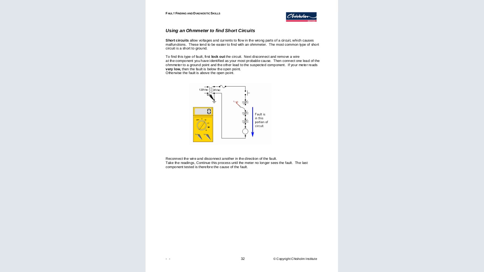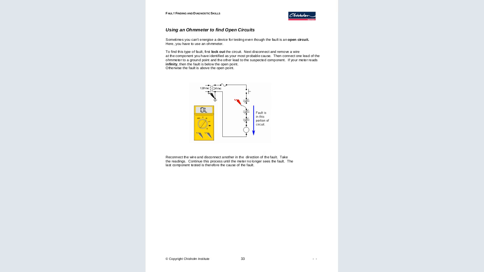And then we go on and talk about using a voltmeter to find short circuits. You can also use a voltmeter to find short circuits. Short circuits allow voltages and currents to flow in the wrong parts of the circuit, which causes malfunctions. These tend to be easier to find with an ohmmeter. The most common type of short circuit is a short to ground. To find this type of fault, first lock out the circuit, next disconnect and remove the wire.